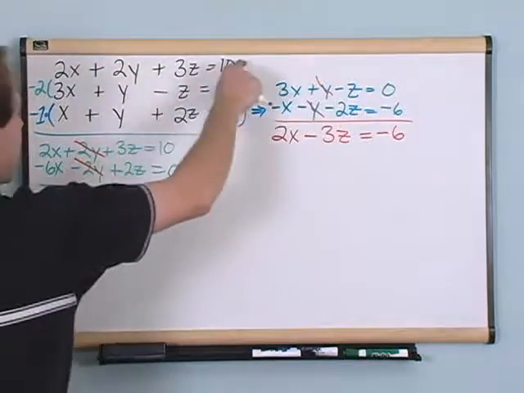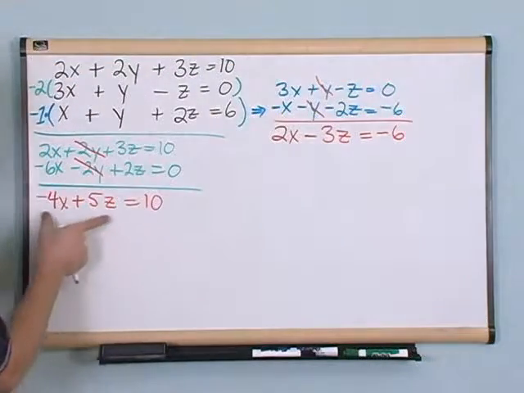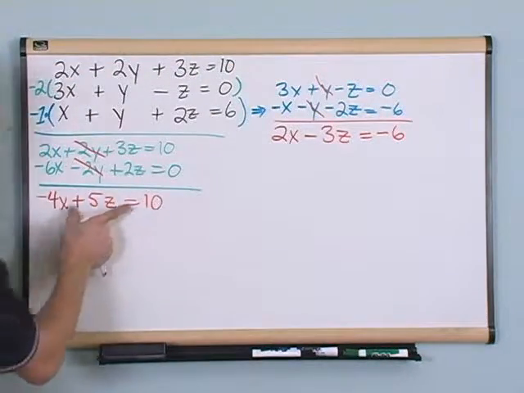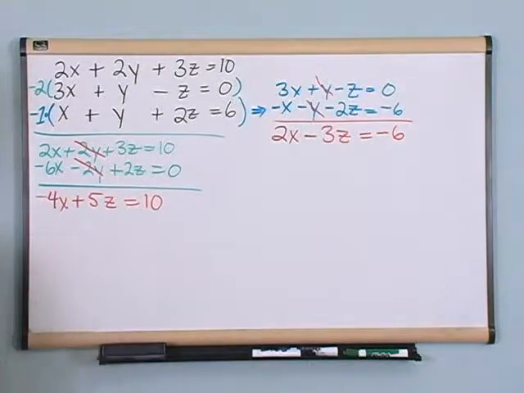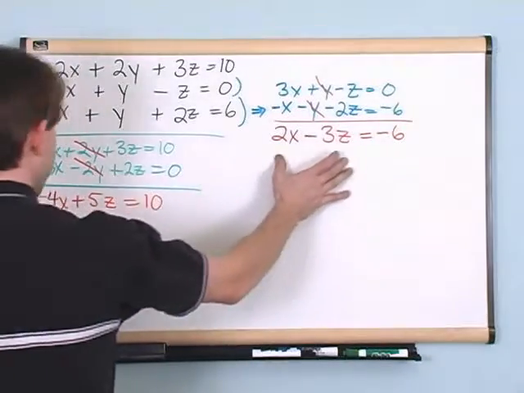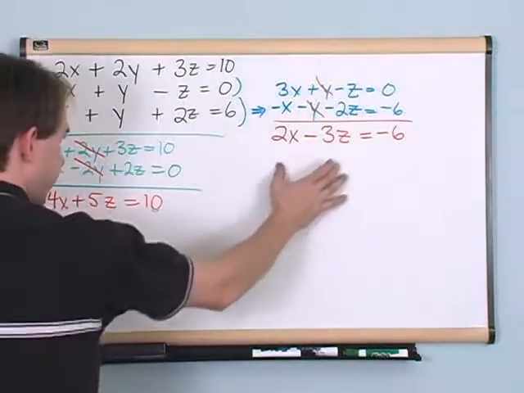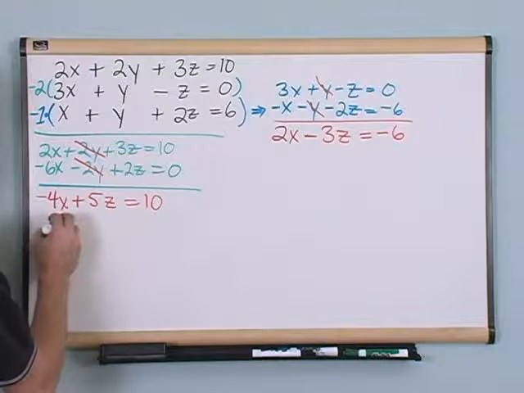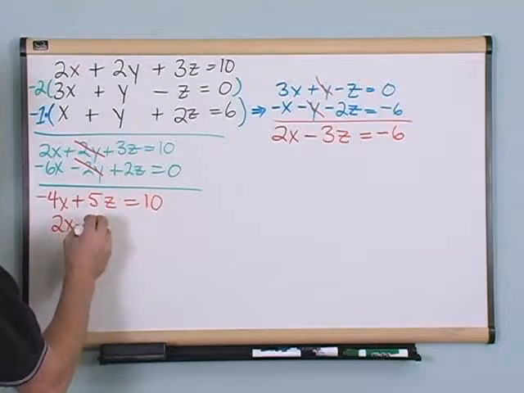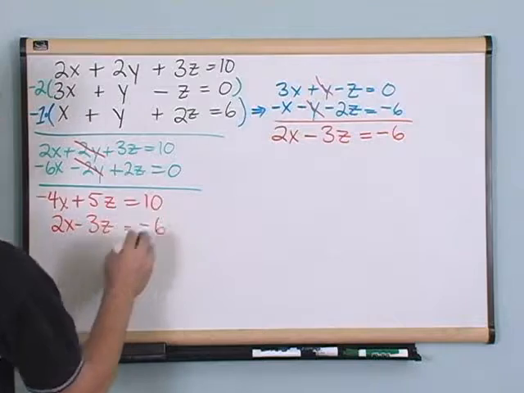I eliminated y from this pair of equations to get another equation in x and z. Now I have two equations in x and z, and I use those two equations to continue to solve the problem. Okay, so what I'm going to do here to make it clear is I'm going to write this equation again down here so that we know how to move on. 2x minus 3z equals -6.